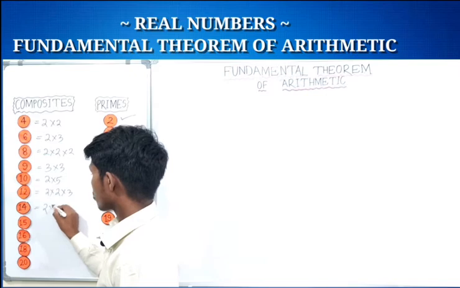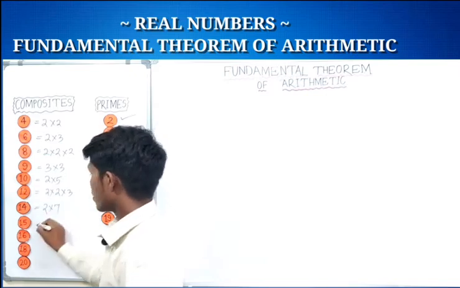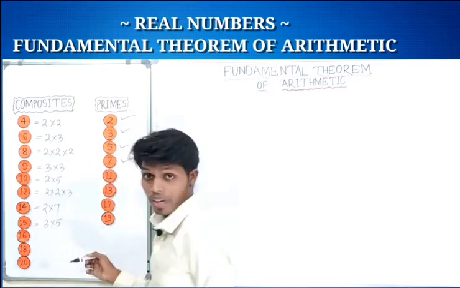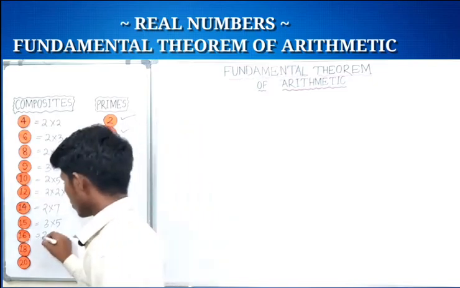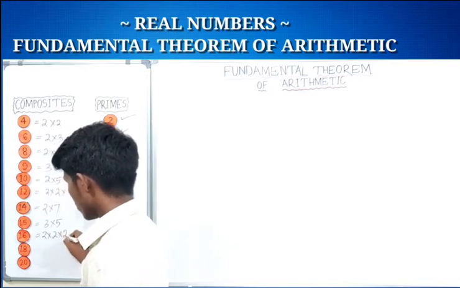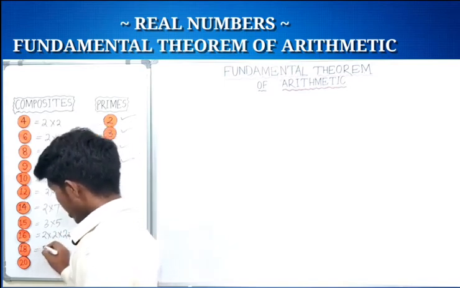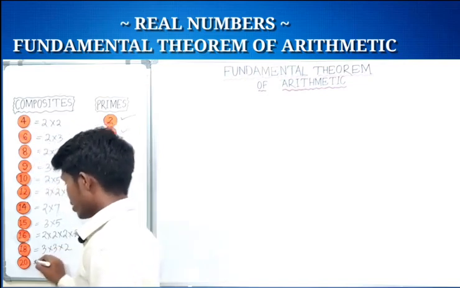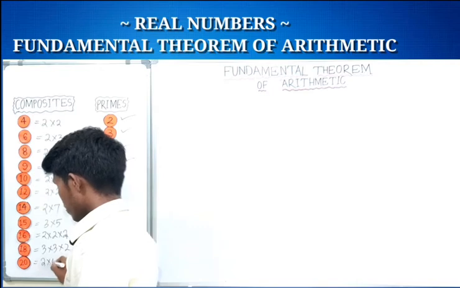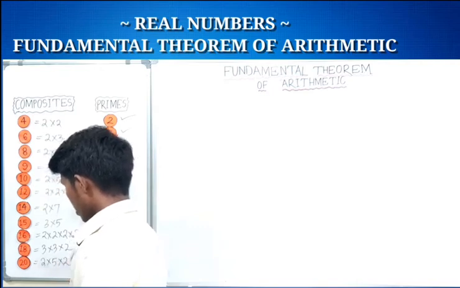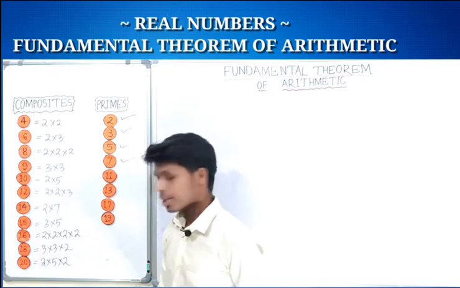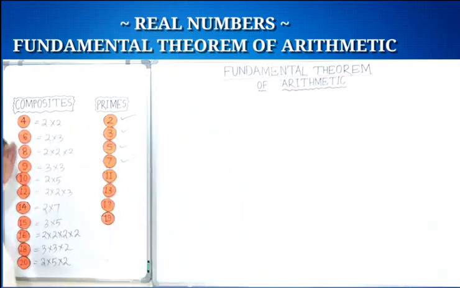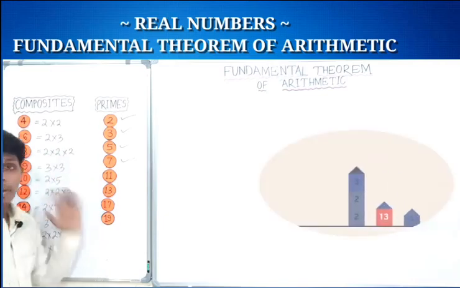14 can be written as 2 times 7, 15 can be written as 3 times 5, here 3 and 5 are primes. Similarly, 16 can be written as 2 times 2 times 2 times 2, 18 as 3 times 3 times 2. Similarly, 20 is 2 times 10, and 10 is again 2 times 5, so we will get 20 as 2 times 5 times 2. So as you can see, each of these composite numbers can be written using prime ones.